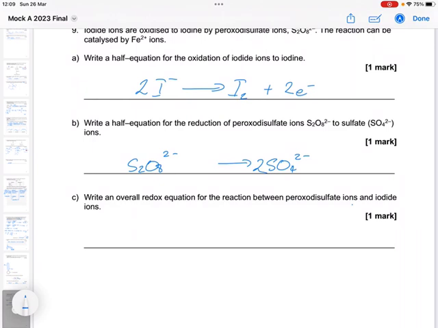On the left hand side I've got 2 minus. On the right hand side I've got 4 minuses. So I need 2e- over here. And then part C, write an overall redox reaction. So I've got 2 electrons on the left, 2 on the right here, so I can just add these together. So 2I- plus S2O8 2- goes to 2SO4 2- plus I2.